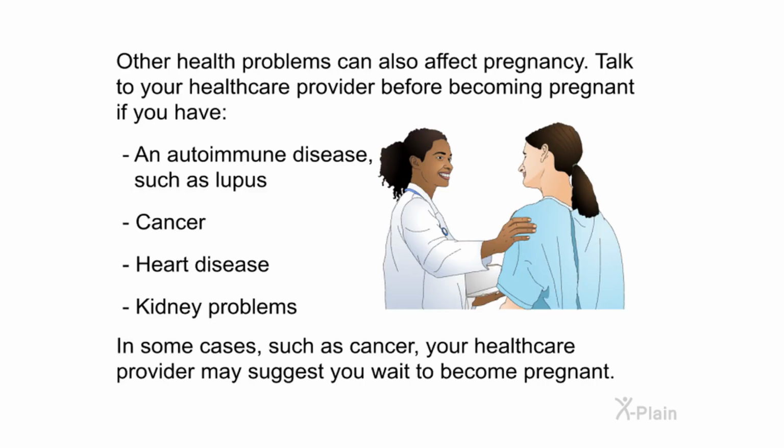Other health problems can also affect pregnancy. Talk to your healthcare provider before becoming pregnant if you have an autoimmune disease such as lupus, cancer, heart disease, kidney problems. In some cases, such as cancer, your healthcare provider may suggest you wait to become pregnant.